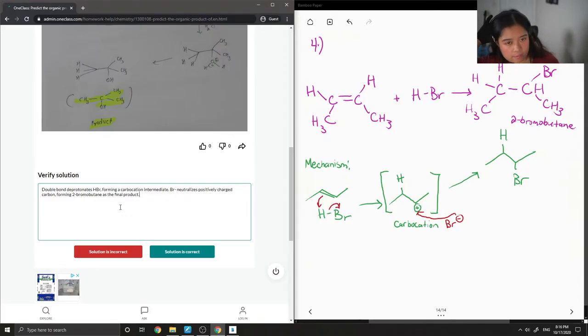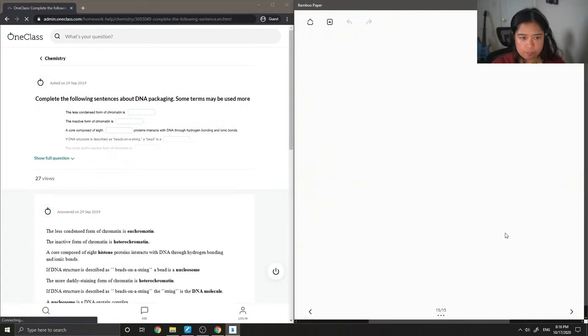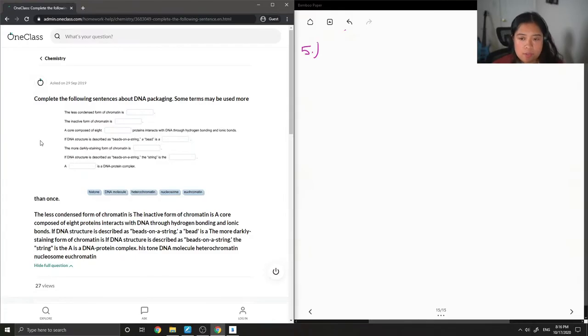Okay, so I have that the double bond deprotonates HBr, forming a carbocation intermediate. The Br- neutralizes the positively charged carbon, forming 2-bromobutane as the final product. Okay, so on to question number 5. Complete the following sentences about DNA packaging. Some terms may be used more than once.